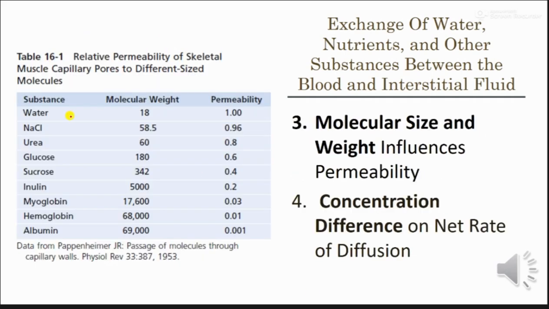This is just the table. Table 16.1 shows the molecular weight of the substance, as you can see, and the permeability. So why is it there? Number three says that molecular size and weight influence permeability. The usual width of the cleft is 6 to 7 nanometers, which is 20 times the diameter of a water molecule. So those clefts are very large.